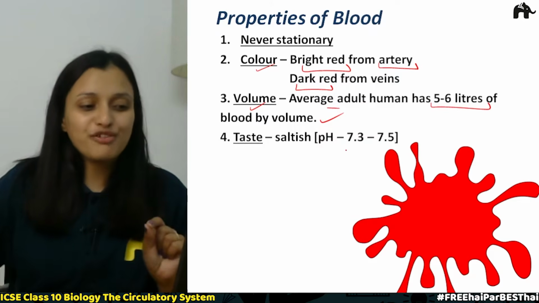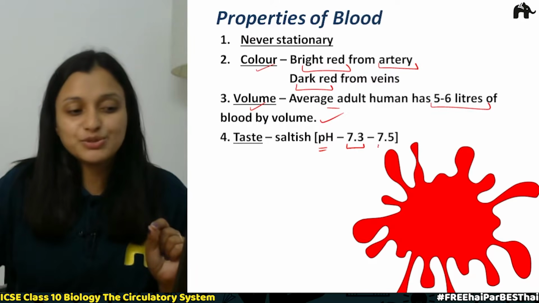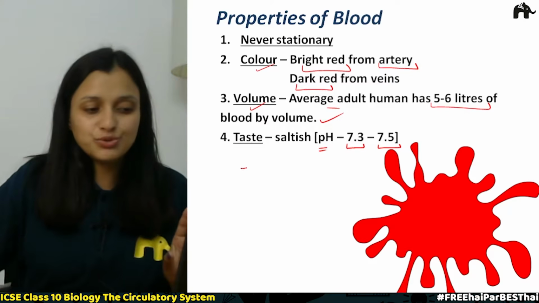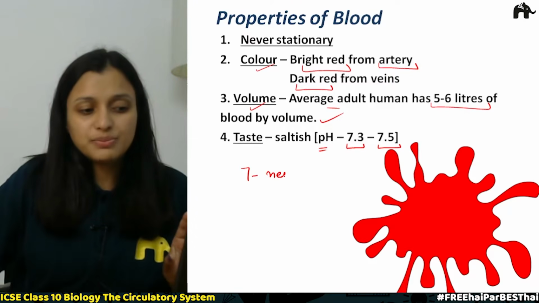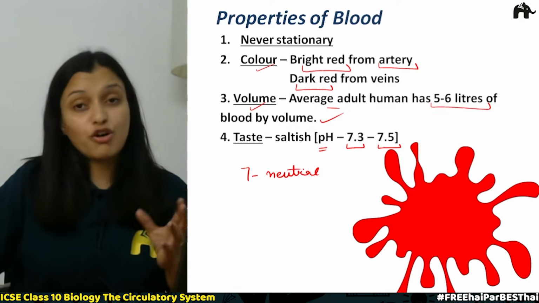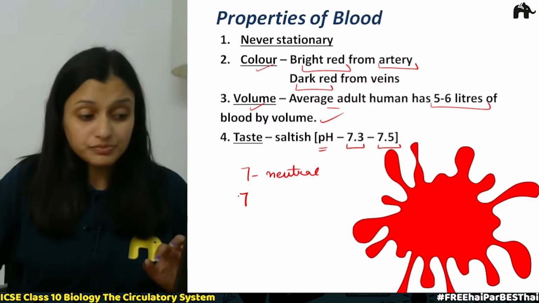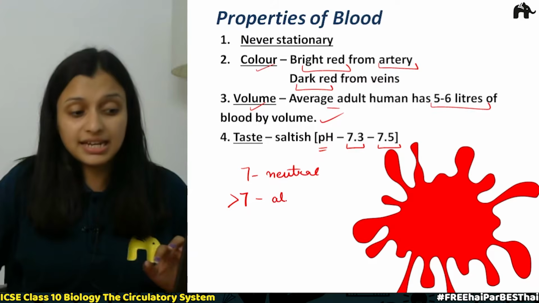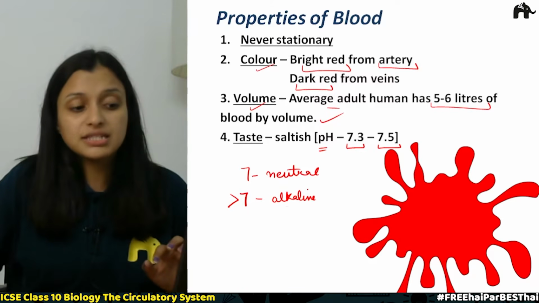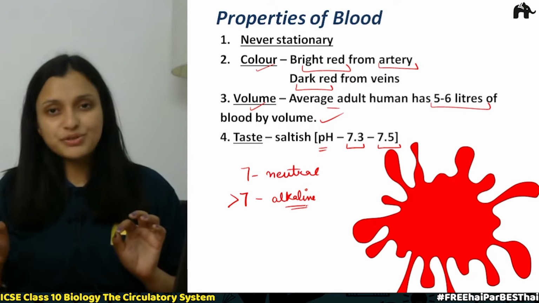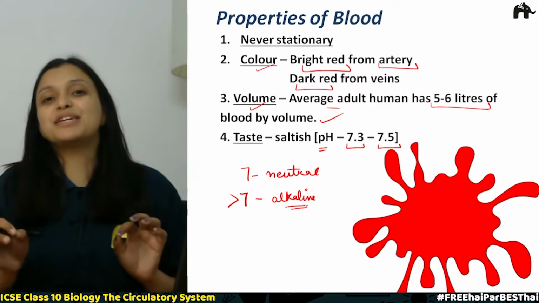So the pH of the blood is 7.3 to 7.5. So it is slightly alkaline. 7 is the neutral one, right? So it means it is neither acidic nor basic. But if it is more than 7, it means it is alkaline. So in this case, we can say the blood is slightly alkaline. Clear? So 7.3 to 7.5 is the pH of the blood.